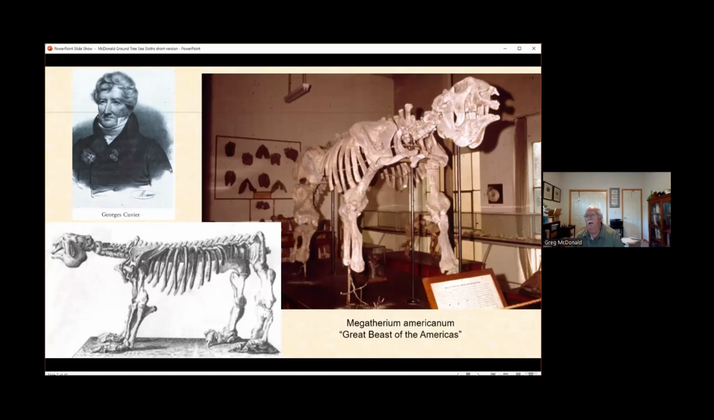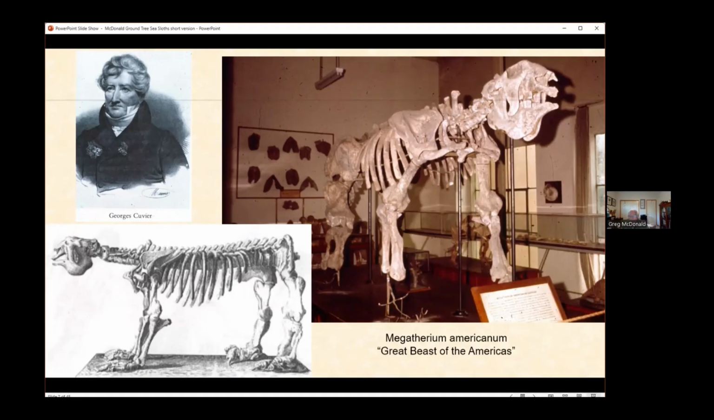And that skeleton is still there today in the Natural History Museum in Madrid. Originally, when it was collected, it went to the king's cabinet and was presented to the King of Spain, and one of his people that took care of his cabinet was in the process of getting the drawings made, planning on describing this animal before he got usurped at doing it by Cuvier. And so we have Megatherium, the great beast of the Americas.